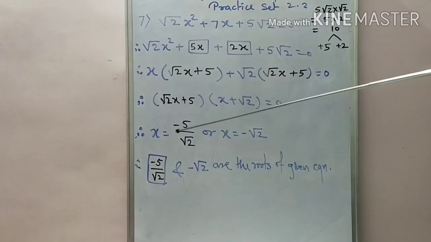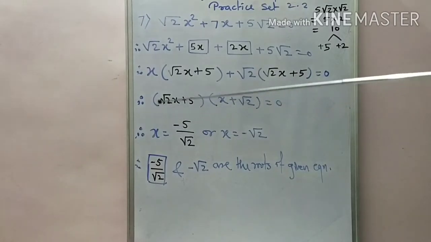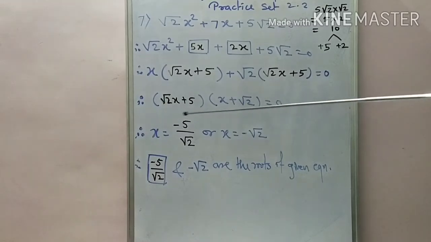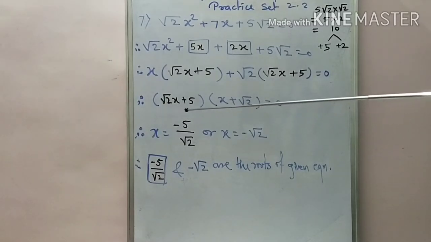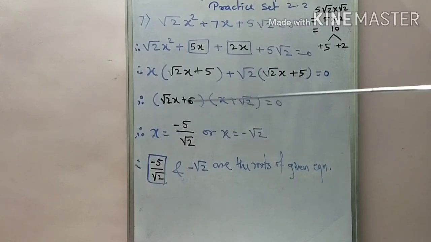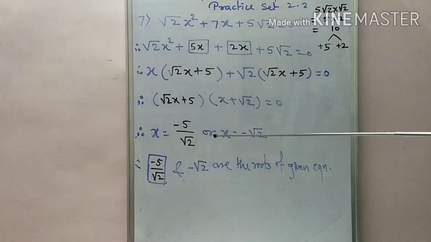Understood this? Root 2x plus 5, which is common in the bracket, x plus root 2 equal to 0, means either this bracket is 0 or this bracket is 0. But that step is skipped here, and we directly write down the value of x as we take this plus 5 to the right side as minus 5 upon root 2, or x equal to minus of root 2. These are the roots of the equation. So that is the activity asked in the exam for 2 marks.